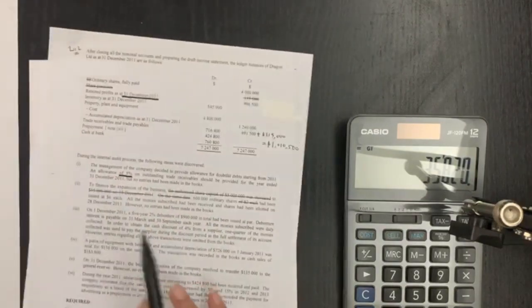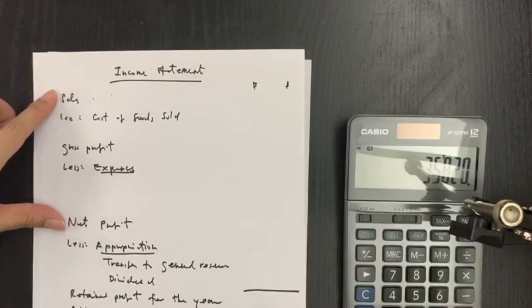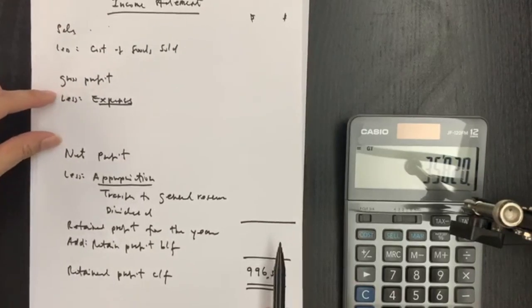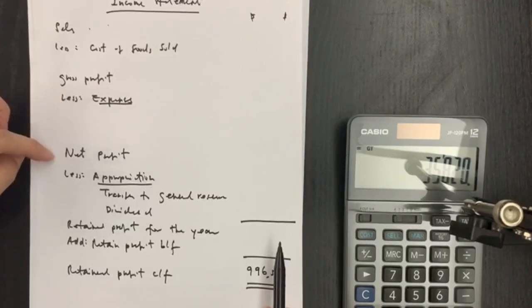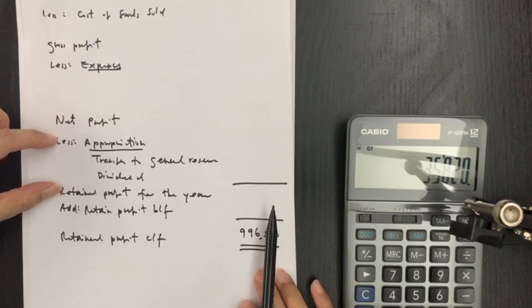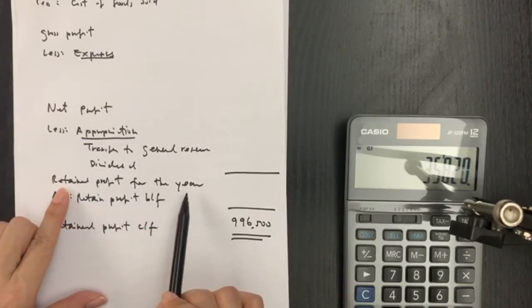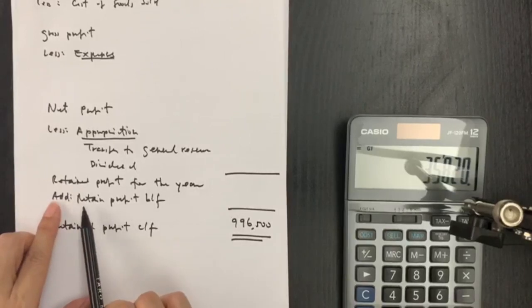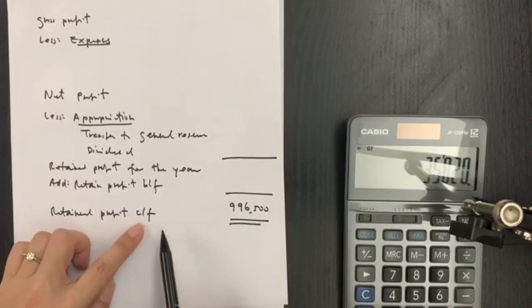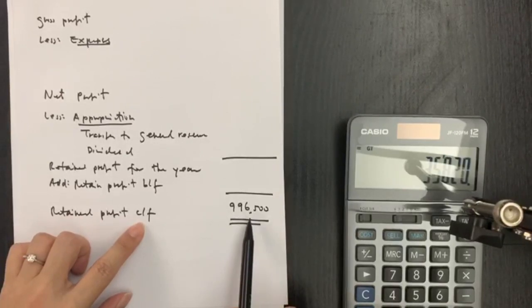That means if we analyze the situation in the income statement, we have the first part for trading, and then profit and loss account, we have net profits. Okay, and here we have profit and loss appropriation account, and then we get this retained profit for the year, and we add the opening retained profit, and then we will get this retained profit carried forward, which is exactly the same as this 996,500.